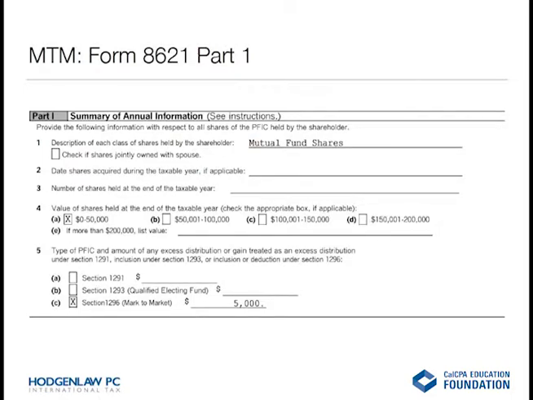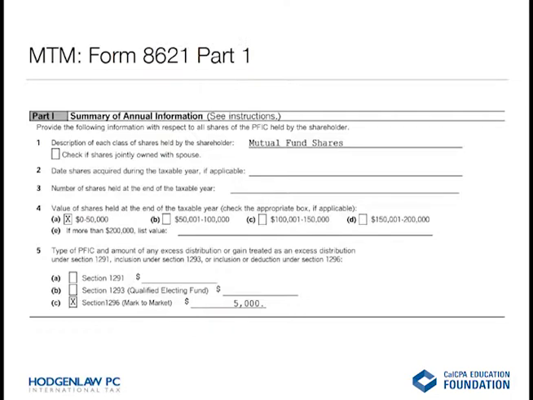Part 1, this is where you give information to satisfy the information only part of the requirements. Line 1, you just give a description of the shares. Line 2, date shares acquired during the year if applicable. In this one, I'm assuming this one is for 2017, so there were no acquisitions in '17, so we leave that one blank. Number of shares held at the end of the taxable year.